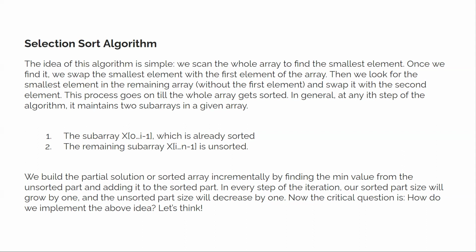We build the partial solution, or sorted array, incrementally by finding the minimum value from the unsorted part and adding it to the sorted part. In every step of the iteration, our sorted part size will grow by 1 and the unsorted part size will decrease by 1. Now the critical question is, how do we implement the above idea? Let's think.